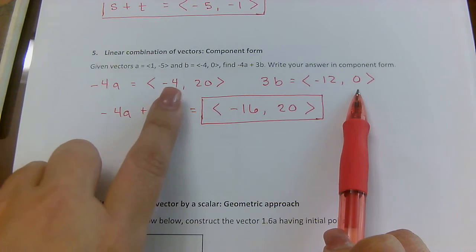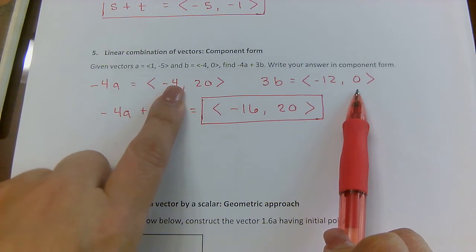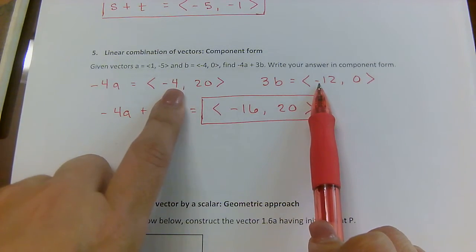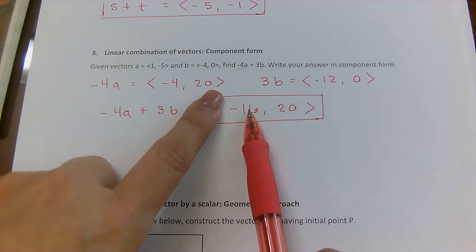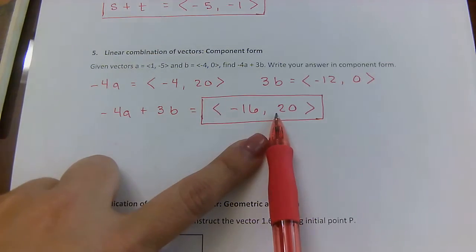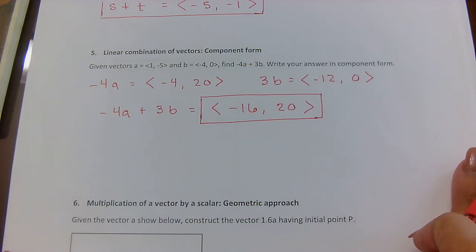Now I can add these two together. I'm doing this X plus this X. So negative 4 plus negative 12 is negative 16. And then 20 plus 0 is still going to be 20. And that will be our final answer.